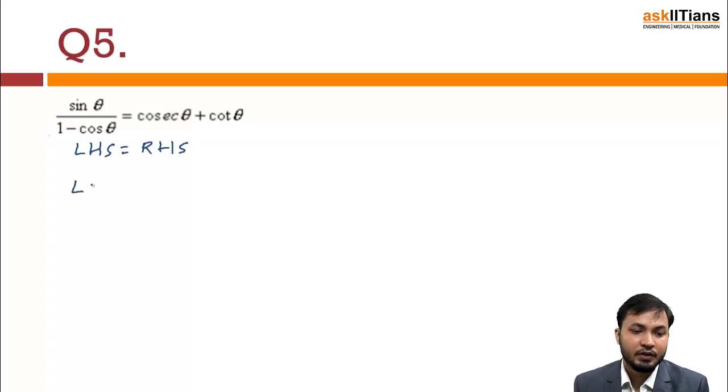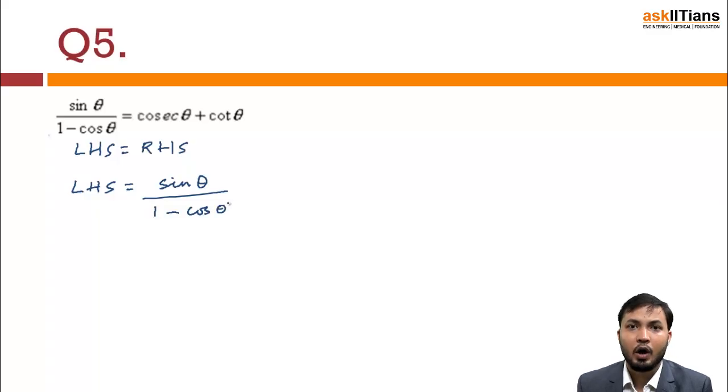Now we'll start with our left hand side, which is sine theta by 1 minus cos theta. Now I need to equate it with the right hand side. In questions like this it is very important to understand the approach. I know that I have to get to this place. I have two terms over here, and I cannot convert these into two terms until I have at least two parts in the numerator. So to do that, we'll rationalize the denominator.